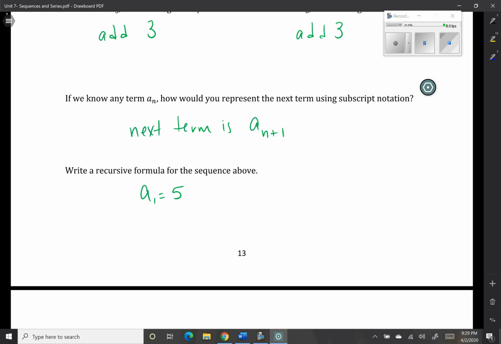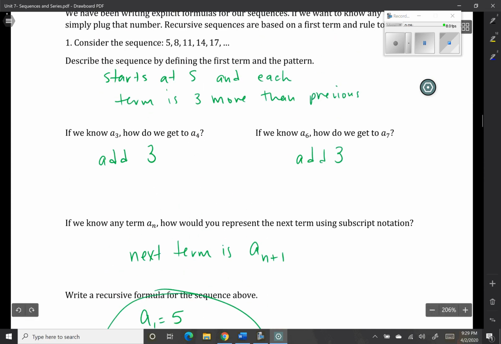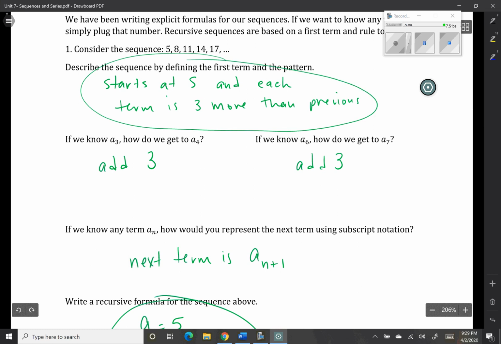The second thing that we're going to write here is the rule. How do we get from one term to the next? So what we're going to say here is the next term is equal to the previous term plus 3. Notice I'm using the symbols for next term and current term, and then I'm just adding 3 to the current term to find the next term. Essentially, what I just wrote here in symbols is exactly what I wrote up here in this sentence. I'm just writing it in symbolic form using what we know about sequences.